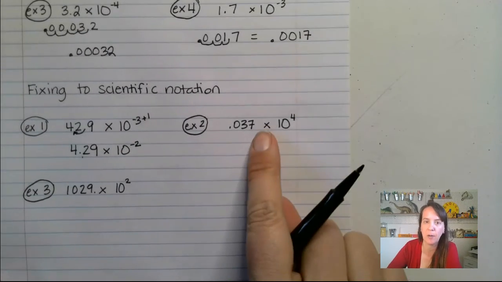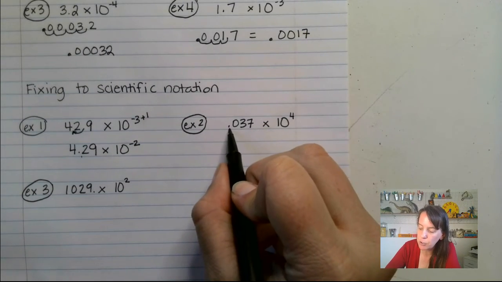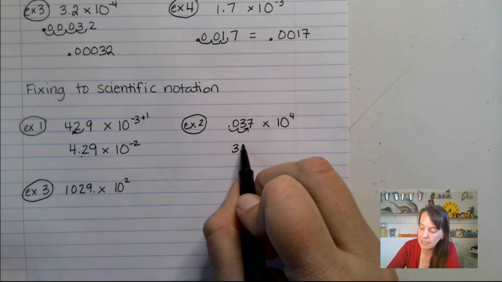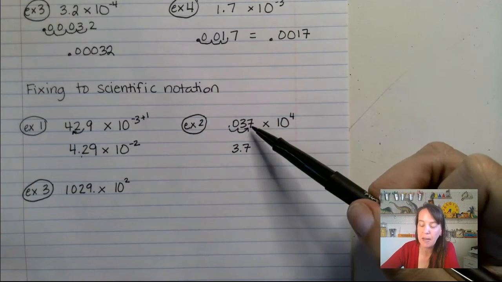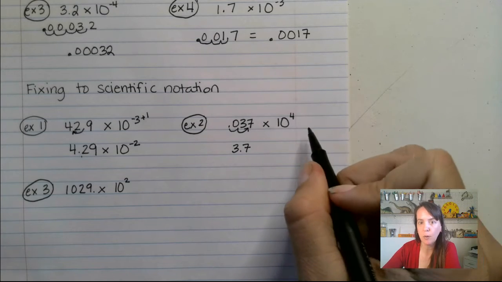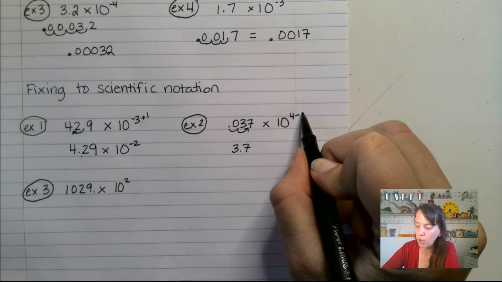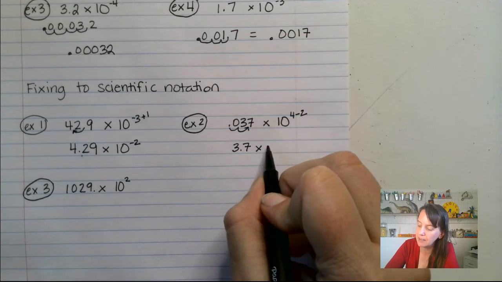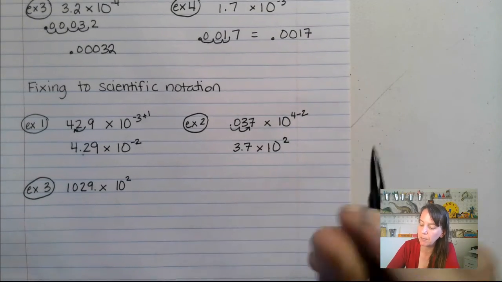All right, let's talk about this one. I need to move this decimal over 2 spots, 1, 2, and that will give me 3.7. You can see that I have made this number larger, so I have to make this one smaller by 2. So I'm going to subtract 2 from here. So that gives me 10 to the 2nd power.